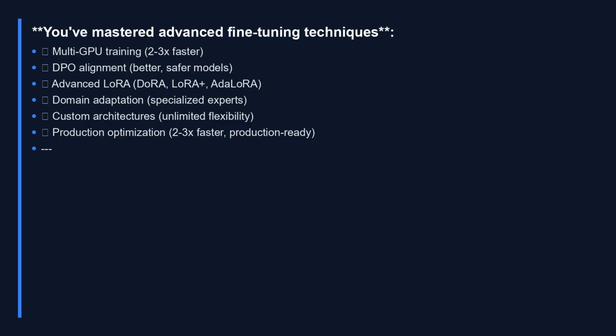You've covered the full advanced fine-tuning stack: multi-GPU training for 2 to 3x throughput, DPO alignment for safer and more helpful models, advanced LoRA variants including DoRA, LoRA+ and AdaLoRA, domain adaptation for building specialized expert models, custom architectures for problems that don't fit standard templates, and now production optimization that makes everything run faster and leaner. Each of these lessons built on the last. You're not just fine-tuning models, you're engineering the entire training pipeline.